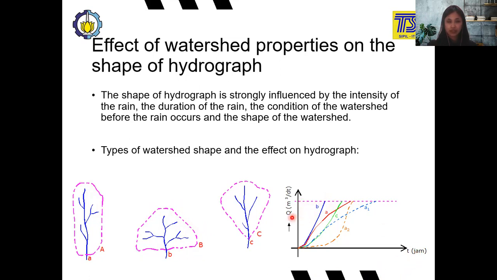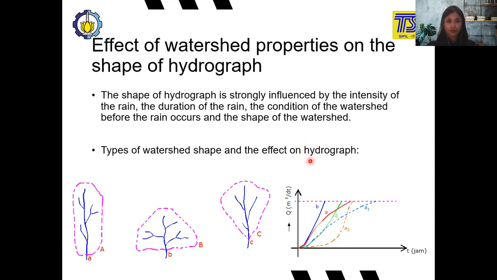reaching the peak of the discharge first, because it has the shortest distance between the upstream and downstream. As you can see, the distance is quite short compared to watershed A and watershed C. And then the second one, we got watershed C reaching the peak discharge. And the last one, we got watershed A, which has the longest distance between the upstream and the downstream. So that's the effect of the watershed properties on the shape of hydrograph.